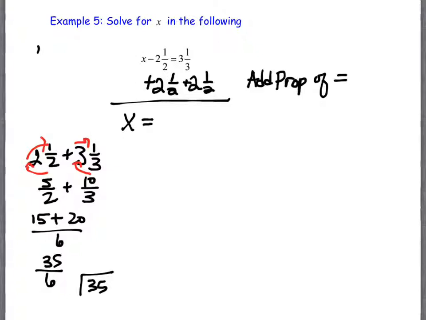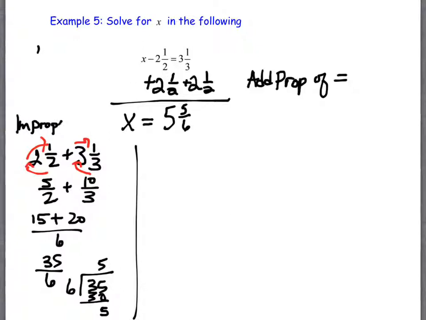So I'm going to take 35 and divide by 6. How many times will 6 go into 35? 5, which then gives me a remainder of 5. So my actual final answer is 5 and 5/6. So this is method number 1. It's the improper fraction method. That's what I'll call it, because that's what we're doing. We're changing them into improper fractions.